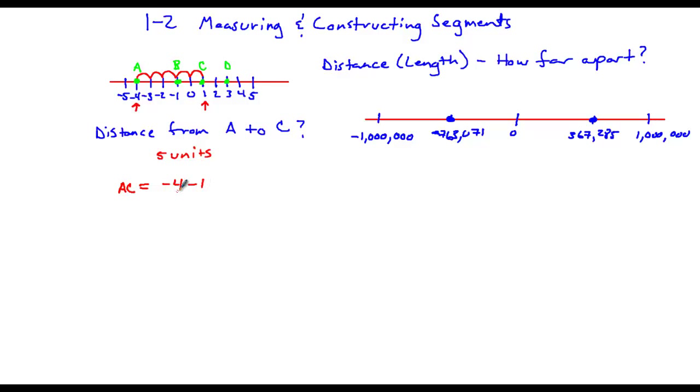Well, you should know that -4 minus 1 equals -5. And here's a mistake that a lot of people make, is they'll stop right here and say that, well, the distance or the length is -5. There's no such thing as a negative distance or a negative length, at least not in this class and not in the terms we're going to talk about distance and length.